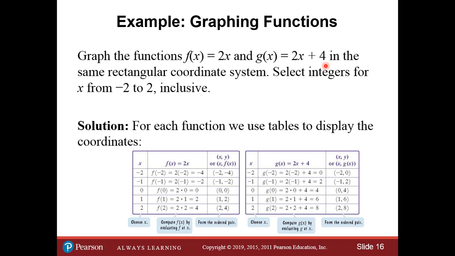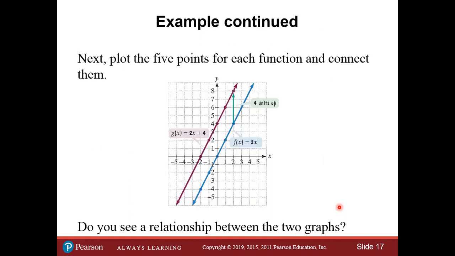So what's that going to do? Well, let's find out. We're going to do all the integers from -2 to 2 inclusive, and plot those on a table. For each one, we find the ordered pairs. We plug in the same x values into both, and we get the ordered pairs. Then we plot those ordered pairs like so. Next, plot the 5 points for each function. So we plot this one, and we plot this one.